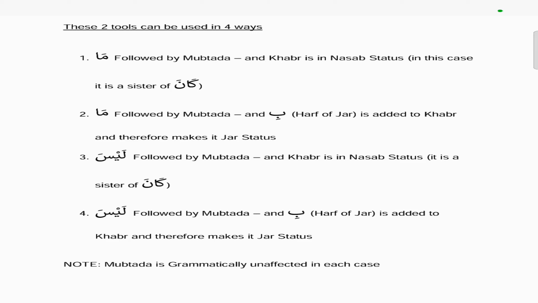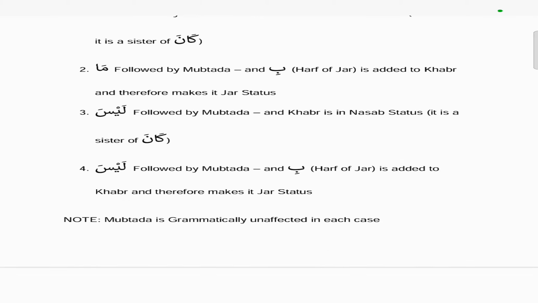But when you add the bi, harf of jar, to the khabar, then you're refuting it with more intensity. And the third version is laysa, followed by the mubtada, and again the khabar is in nasab status because it's a sister of kana. And again this is for negating. Whereas the fourth way of using laysa is laysa followed by the mubtada, and the bi harf of jar is added to the khabar and therefore makes it into jar status. But again, when we see that bi, that is used to increase the negation. So you're increasing the intensity of the negation.